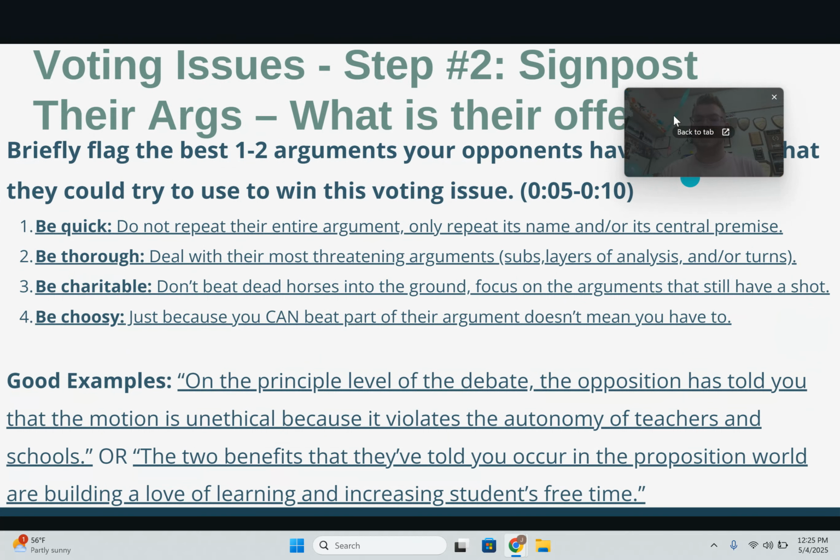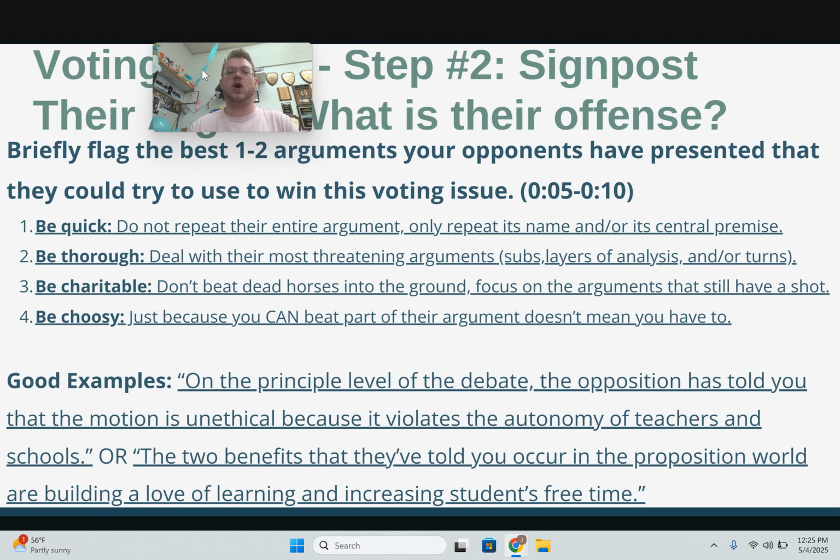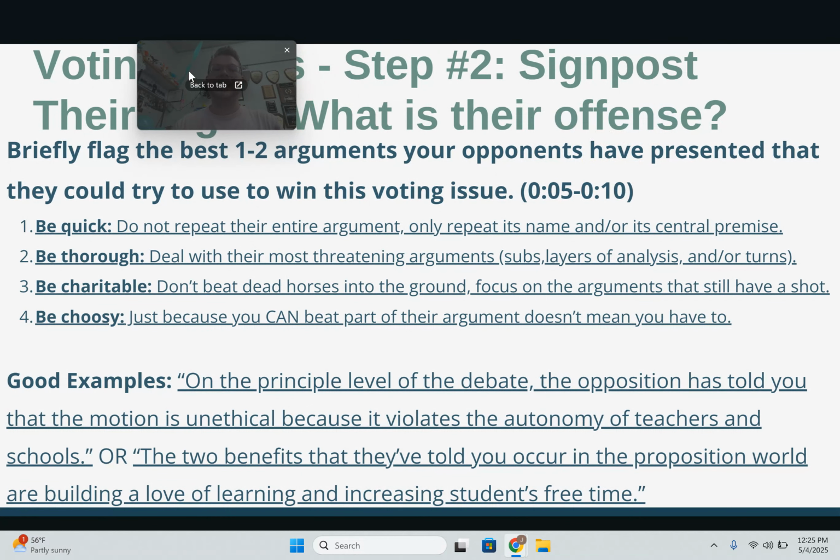So after we've named the voting issue, now we need to signpost what our opponents brought to this issue. So you need to get out of the way what your opponents are trying to win the voting issue on.